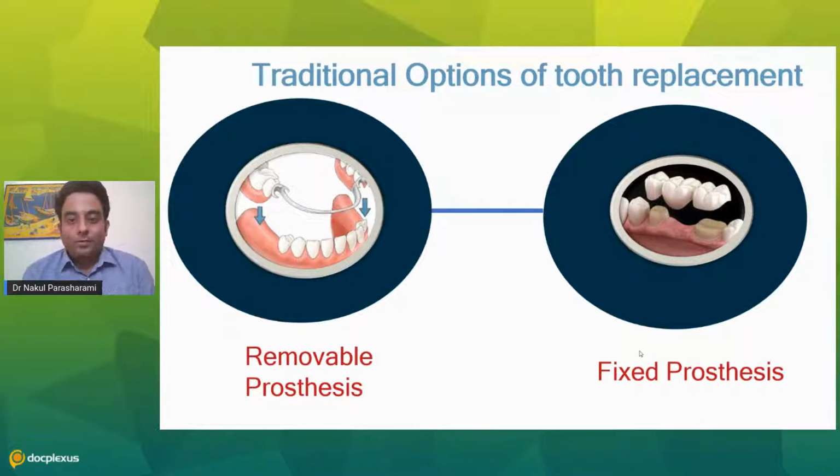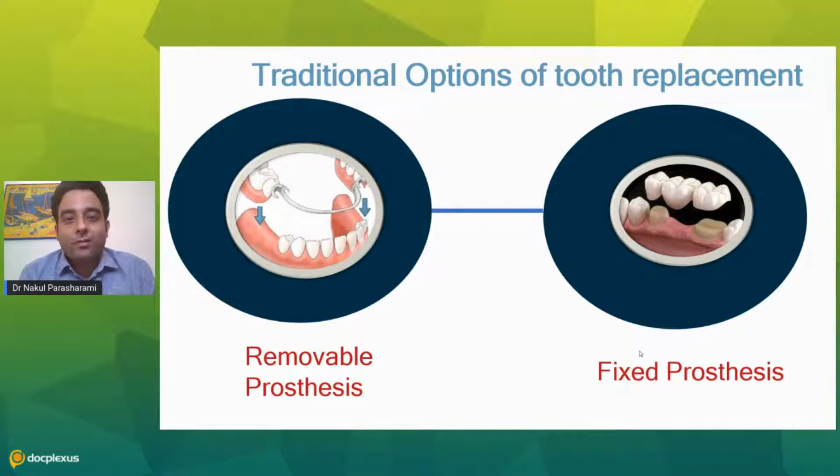If you go on to the fixed prosthesis, you can see in the photo that the tooth in front and the tooth in back, they both are cut. Once these two teeth are cut to replace one missing tooth, eventually what you're doing is you're destroying two healthy teeth and replacing one missing tooth. And the fixed prostheses have their own set of drawbacks that I'll be discussing in the further slides.